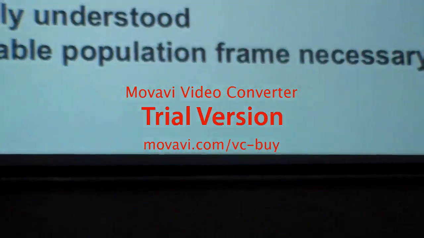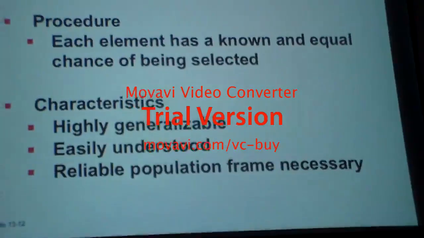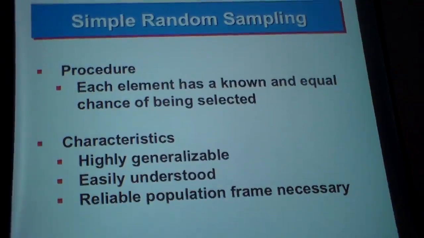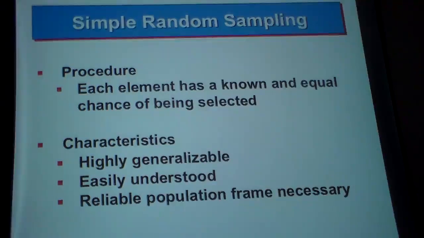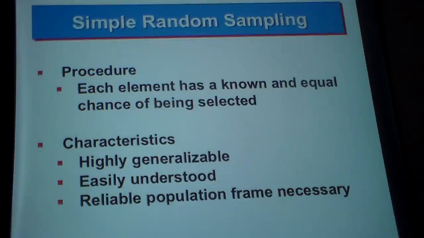A reliable population is necessary. In this way, your population frame should be reliable, because you are selecting randomly. So everything inside this frame should be reliable and should reflect this population. There shouldn't be an outlier or something that deviates from the characteristics of the population.